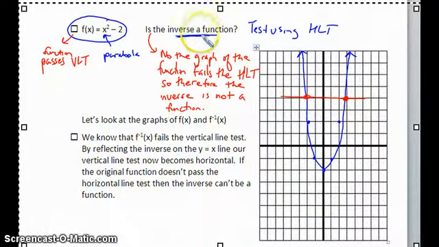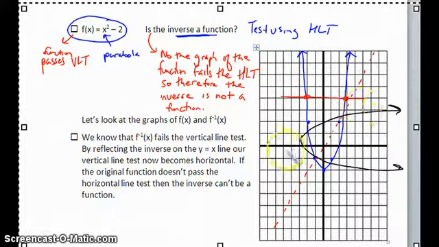The inverse of the function, I have not calculated that equation algebraically, but I know based upon the idea that this graph is a reflection along the line y equals x. So if I was to fold this blue graph along that line, what would happen is my graph would look something like this. It would be a sideways parabola. This is what the graph of the inverse looks like.